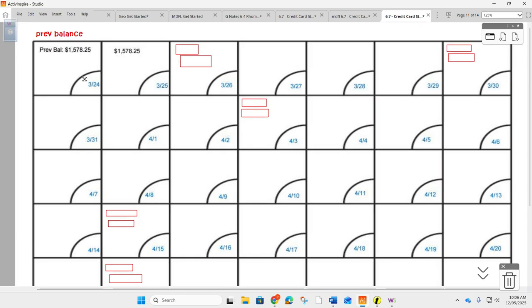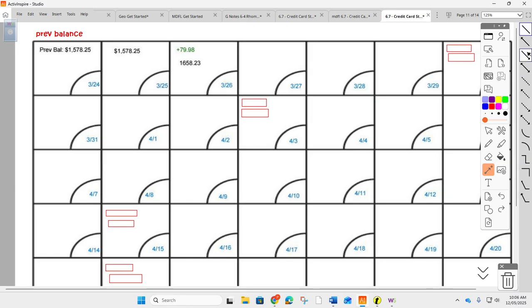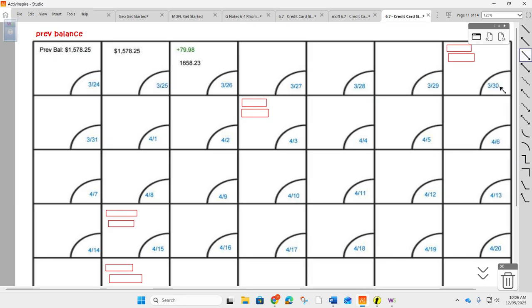All right, so their first transaction was on March 26th, and they purchased something at Party Supplies for $79.98, and now we adjust our new balance. So I went ahead and repeated this new balance here, previous balance here, because it's only one day. But we don't have another purchase until we get to March 30th. So rather than write everything, we can just draw an arrow indicating that this amount is going to go in all these boxes. Does that make sense?